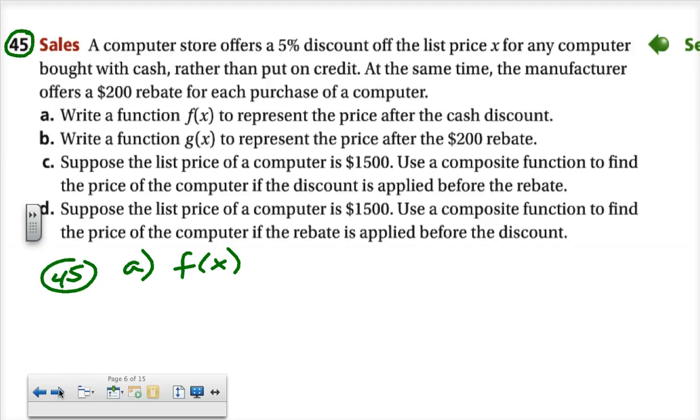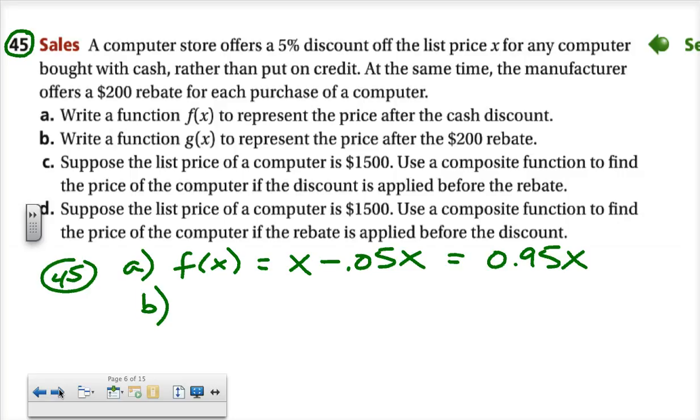All right, so they've got your computer store offering a 5% discount off the list price of x. So the price was x, but they're going to take 5% off of that price. So we're really going to have x minus 0.05x, which is 1x minus 0.05x, which of course would simplify to 95% of the cost, which makes absolute sense when you think about, hey, if I'm not paying 5%, I am paying the other 95%.